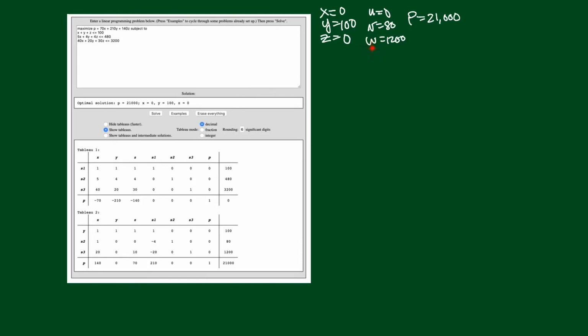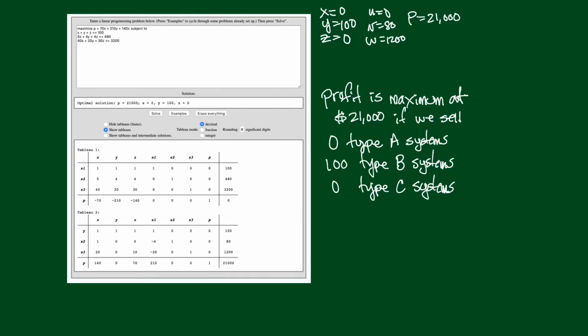And W, this was the number of unused dollars for commission. We're saying there's $1,200 left over from commission. Originally there was $3,200 available. Guess we spent only $2,000 because we have $1,200 left over that we could allocate elsewhere. Now to answer our question, which was, how many systems of each type should we sell to maximize the profit? Let's just say what everything is. The profit is maximum at $21,000 if we sell, now here's our answers, 0 type A systems, 100 type B systems, and 0 type C systems.